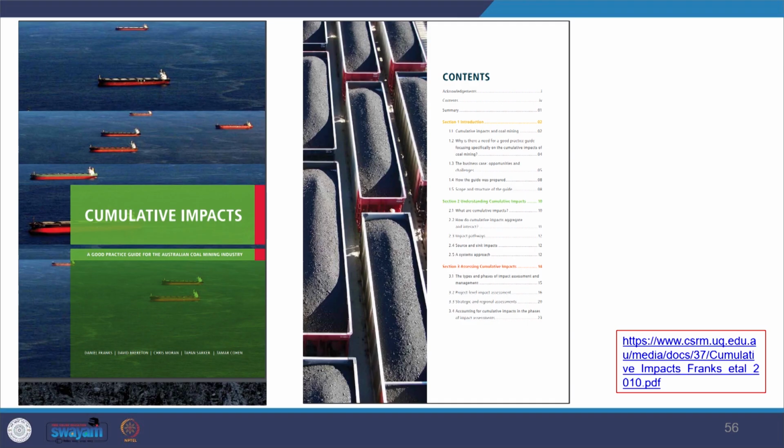You can see here how they are giving in terms of this one is related with Australian context, and it's related with coal mining industry. So you can see how they are defining cumulative impact, and then how do you assess cumulative impacts. So all that is given. I've also given you the link so that you can download the document.